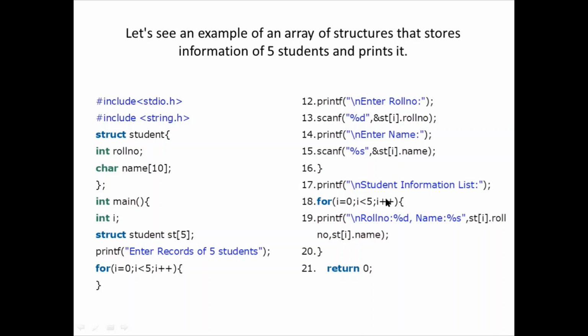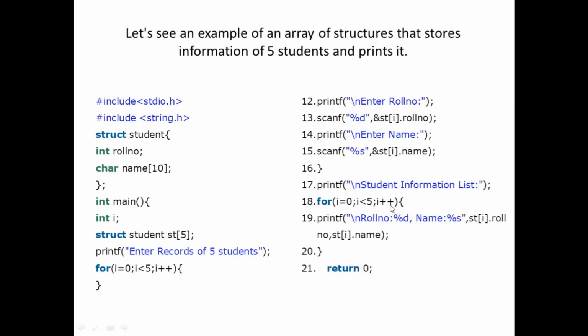After this, i will be incremented. What is the i value? 3. We are going to print the fourth student information. Then i value increments to 4. 4 less than 5, condition satisfied, enters into the loop. We are going to print the fifth student information. That is st of 4, i value is 4, st of 4 dot roll number. We are going to get the fifth student roll number and fifth student name.